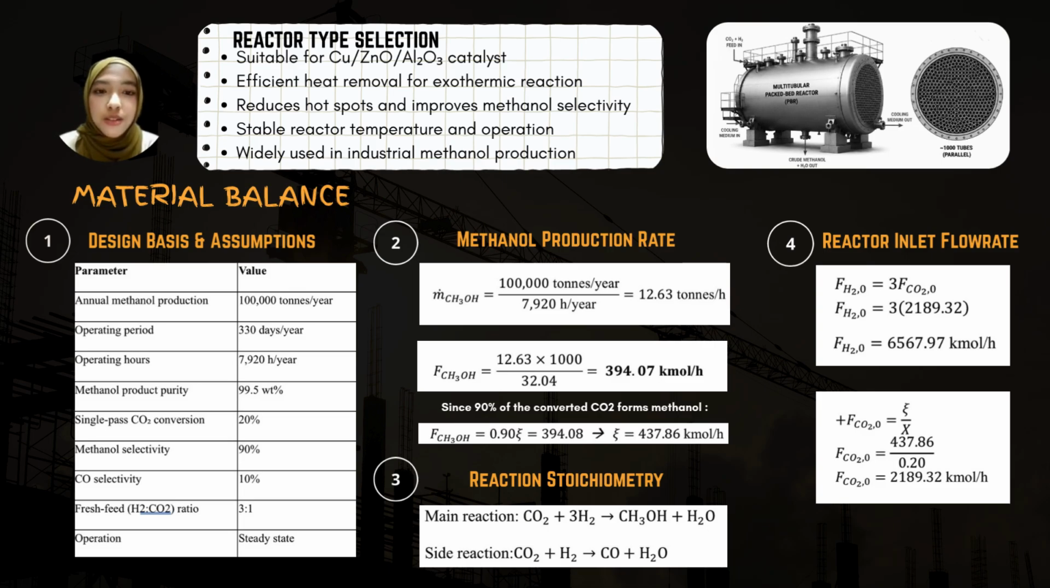394.07 kmol per hour. Since the reactor is designed with 90% methanol selectivity, the reaction extent is 437.86 kmol per hour. Using the stoichiometric feed ratio of 3:1 for H2 and CO2, the required reactor inlet flow rates are 2,189.32 kmol per hour of CO2 and 6,567.97 kmol per hour of H2. So these values form the basis for the reactor design calculations.